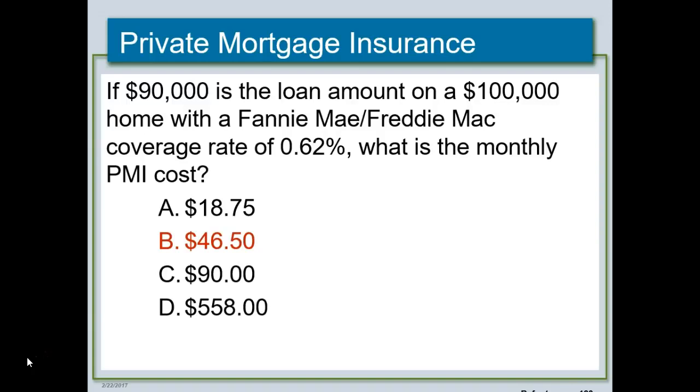Whether it's PMI or MIP, they're always going to give you the factor. You just need to know what to do with the factor. Take the loan amount, divide it by whatever the factor is. That's going to tell you a year. If they want to know it a month, divide it by 12.